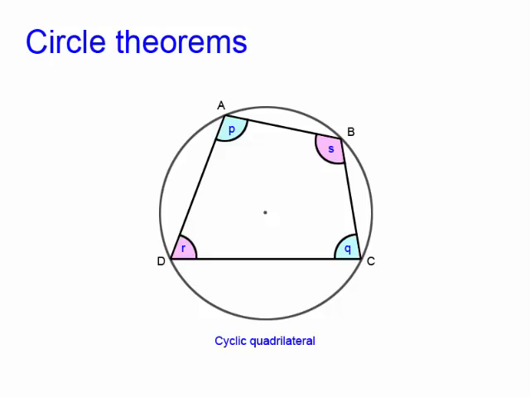This shape inside a circle forms a cyclic quadrilateral, and is formed when each corner of the quadrilateral touches the circumference. The opposite angles of a cyclic quadrilateral add up to 180 degrees, so P plus Q equals 180 degrees, and R plus S equals 180 degrees.